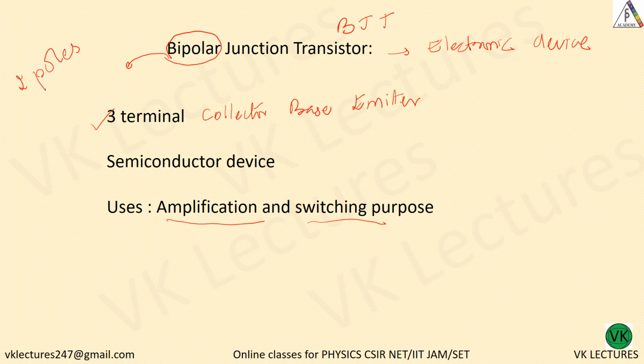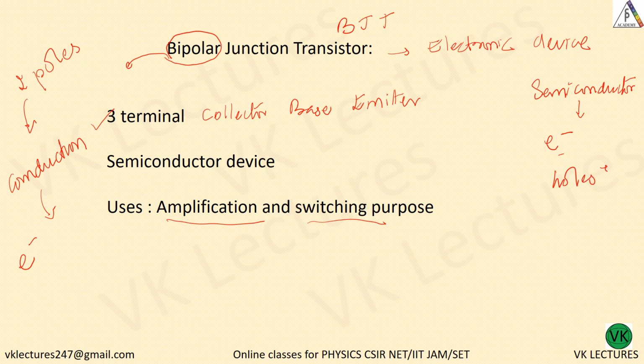Now, this indicates who is taking part in conduction. Bipolar: both electrons and holes. See, we have seen for a diode or for a semiconductor, there are two types of conducting materials. One is electrons and another is holes. Both these electrons and holes are present in this BJT. So the conduction is done by either electrons or holes.